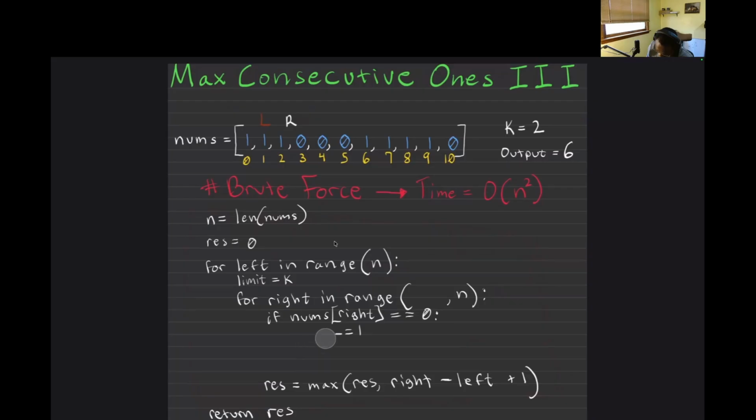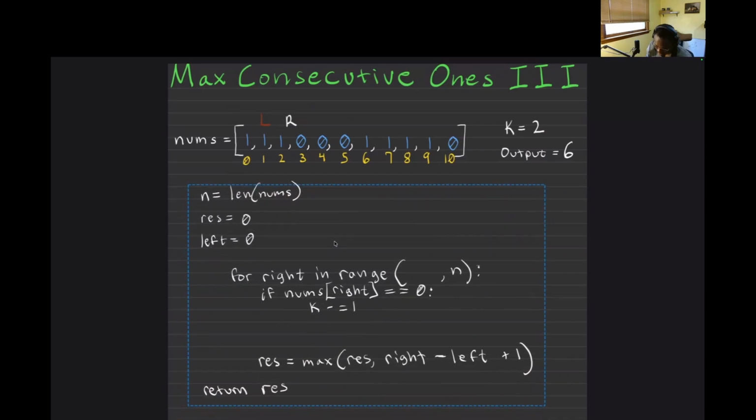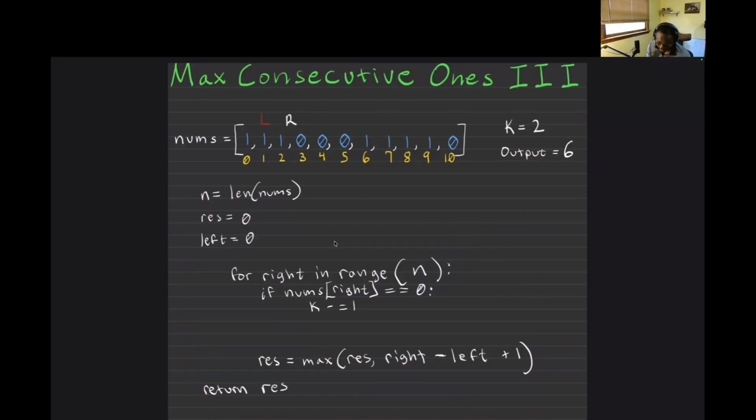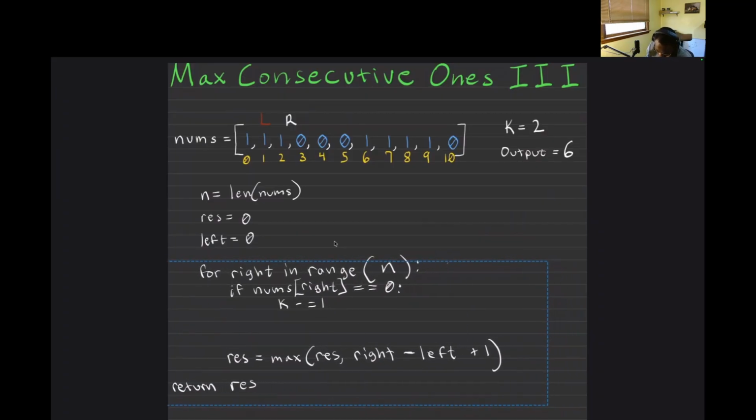We'll just change this to k minus equals 1, since we're not using the double for loop anymore. And we're going to define left equal to 0. Okay, so far pretty good. So this is just going to be here, for right in range n.